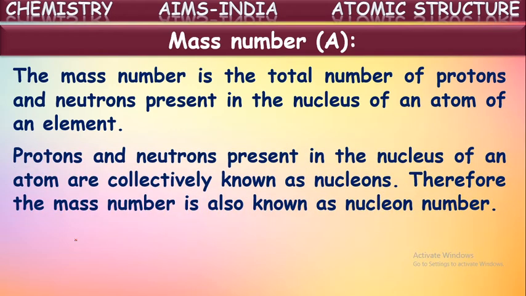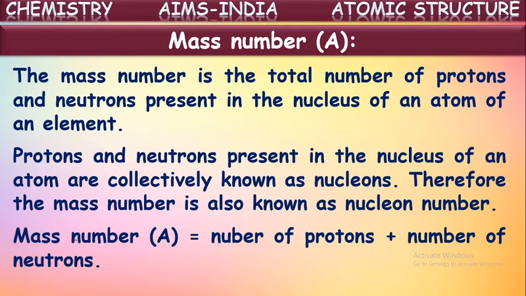Protons and neutrons present in the nucleus of an atom are collectively called nucleons, isn't it? Because they are present inside the nucleus. As these particles, protons and neutrons, are present inside the nucleus, they are specially called nucleons. Now we can say the mass number of an atom is also known as the nucleon number. Nucleons are nothing but protons plus neutrons. And this mass number is denoted with the symbol capital A. So mass number A is equal to the number of protons plus the number of neutrons. The sum of these two gives the mass number of an element.